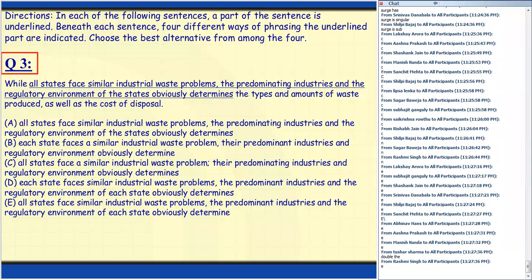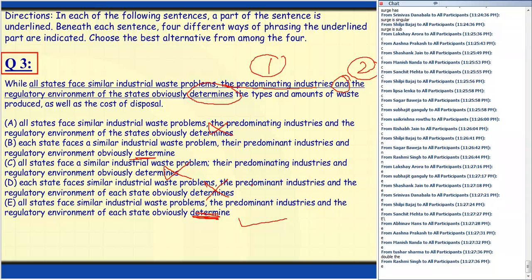Okay. Yes. Answer should be E. Why should it be E? Because he says the predominating industries, and so this is one, and number two, the regulatory environment. They both determine, not determines. So all options that have determines are gone. This is gone, this is gone, and number one is definitely gone. So you have determine in two options, B as well as E.